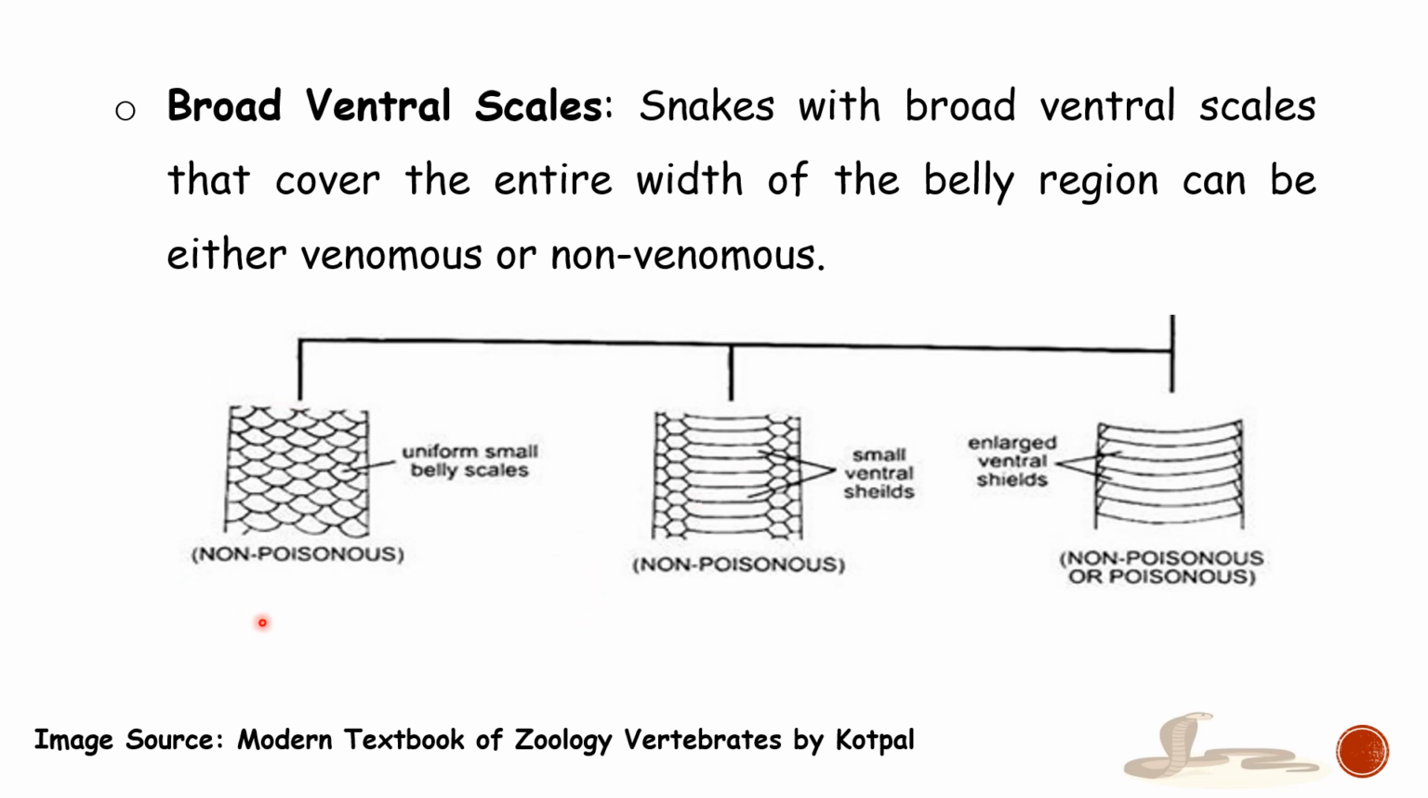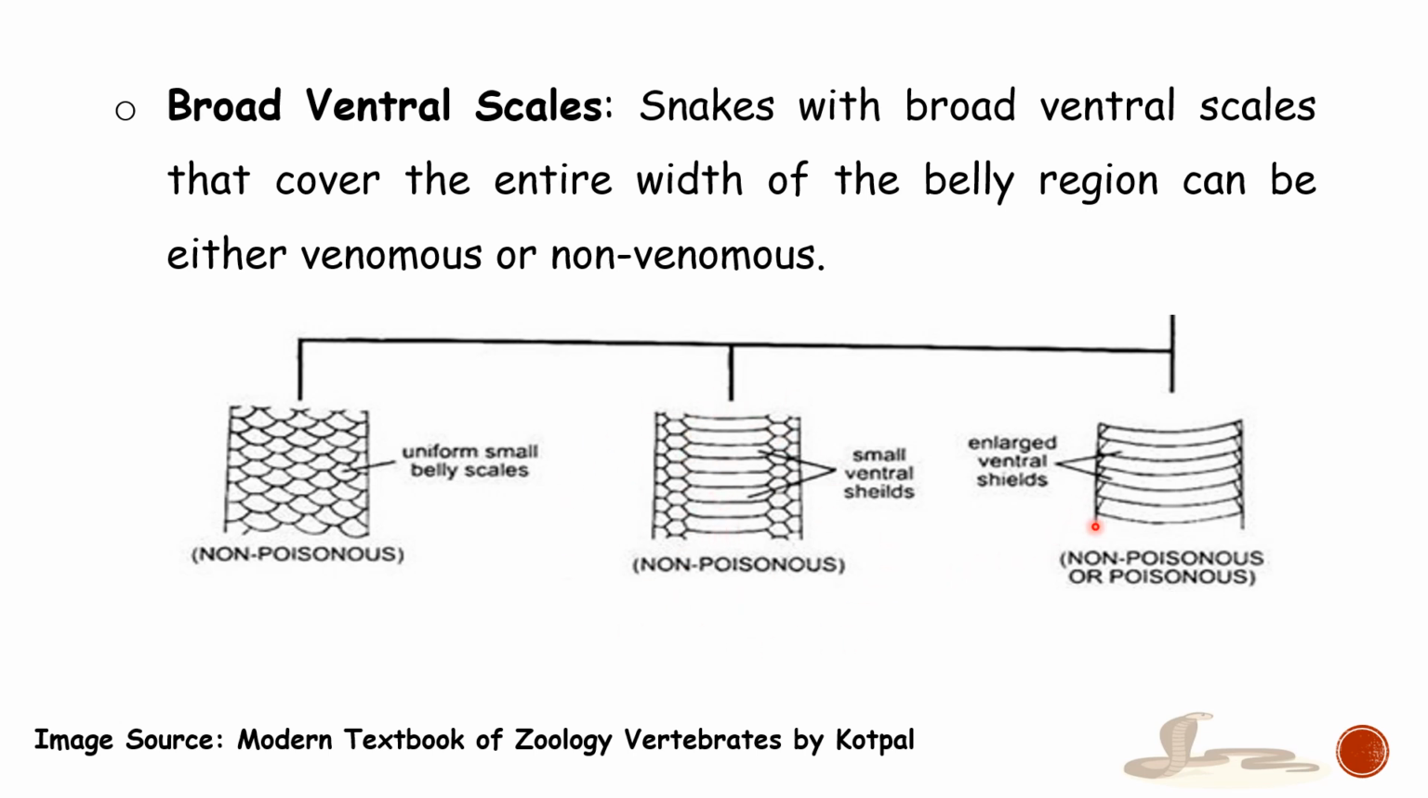So this is what uniform small belly scales look like, the small scales that we already talked about. It is a completely non-poisonous category. And here also, if you see the pattern of the scales, these are very small underneath the belly. So this is also a non-poisonous category.